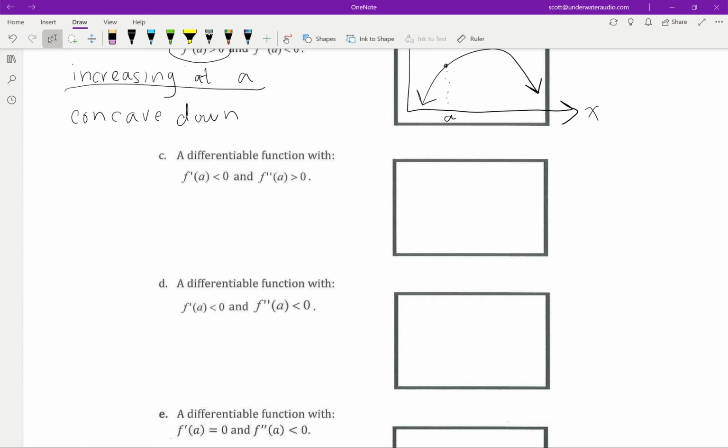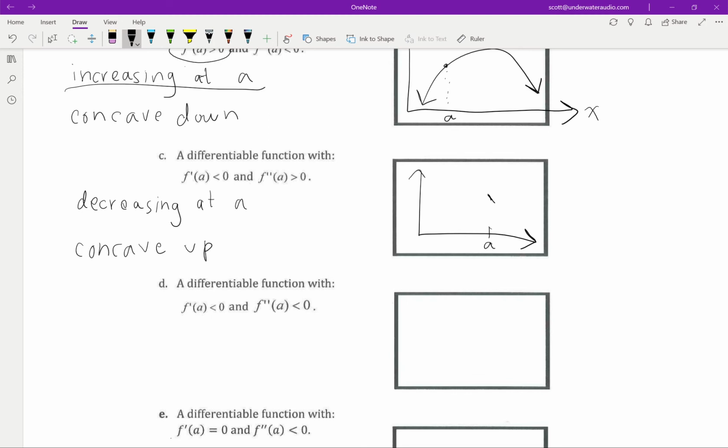Part C, so this time it's decreasing at A. And then it's concave up. Okay, and then just as a challenge, this time we'll start with the fact that it's decreasing. So we'll put A right here, and we'll put the point here, and we know that it's decreasing. The thing I need to make sure, though, is that it's concave up. So concave up means that the slope is increasing.